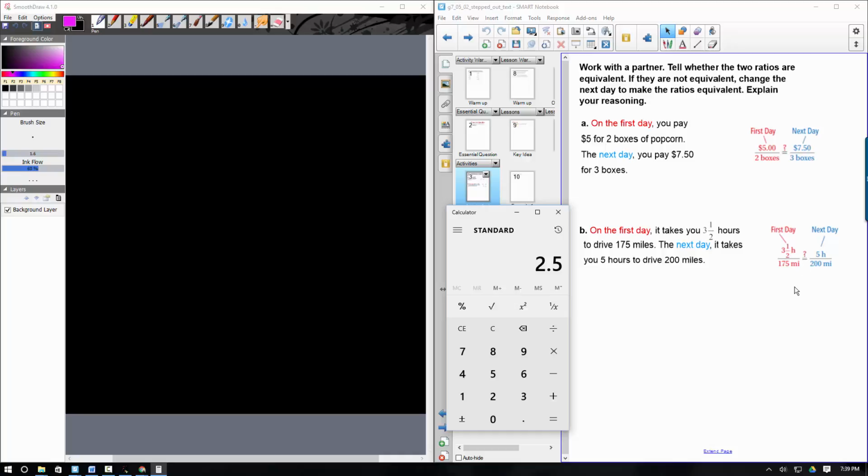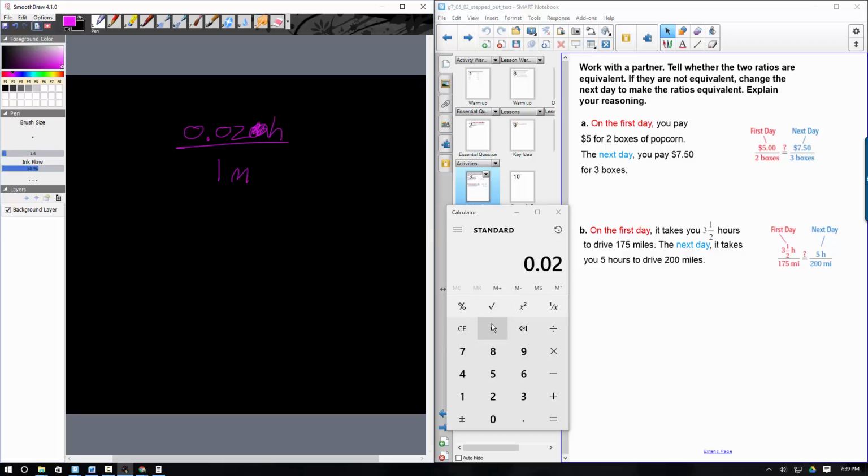This one here is 3.5 hours for 175 miles. So I'm going to take 3.5 divided by 175. And this gives me 0.02 hours per 1 mile. Let's write this down really fast: 0.02 hours for every 1 mile. I'm just writing down the same thing I have over here, just so I know what this means.